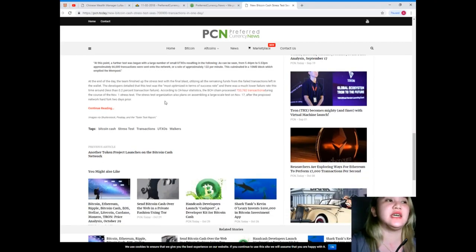So at the end of the day, guys, the team finished up the stress test with a final blast, utilizing all the remaining funds from the failed transactions left in the wallet. The developers detailed that this test was the most optimized in terms of success rate, and there was a much lower failure rate this time around, so less than 0.2% transaction failure.